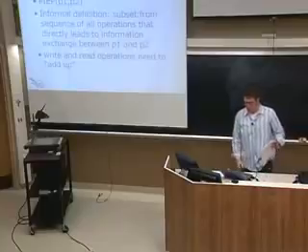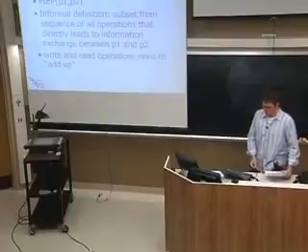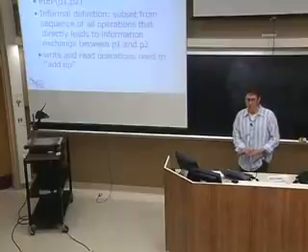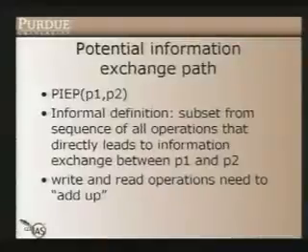Plus I'm defining what I call a potential information exchange path between two principals on a system. An informal definition is, we have the sequence of total operations, and this is a subset of those operations that directly lead to information being passed along. So it could be P1 writes to an object, another principal reads from the object, and then that principal finally communicates with P2, and that's the direct chain of how the information was exchanged, or potentially. Because remember in the beginning with undecidability, this is how information could have flown on the system.